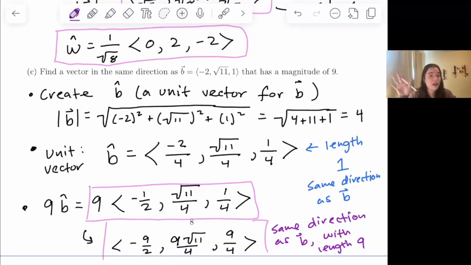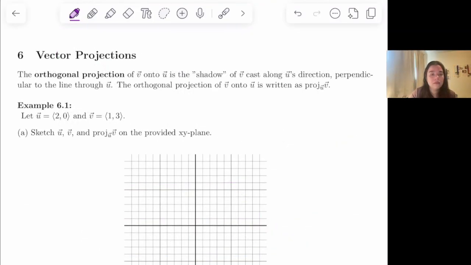Moving on to a new concept. So this kind of gives a little flavor of unit vectors and where they might be used. We're going to jump into the concept of vector projections. A brand new topic now. Let's take a look at vector projections.